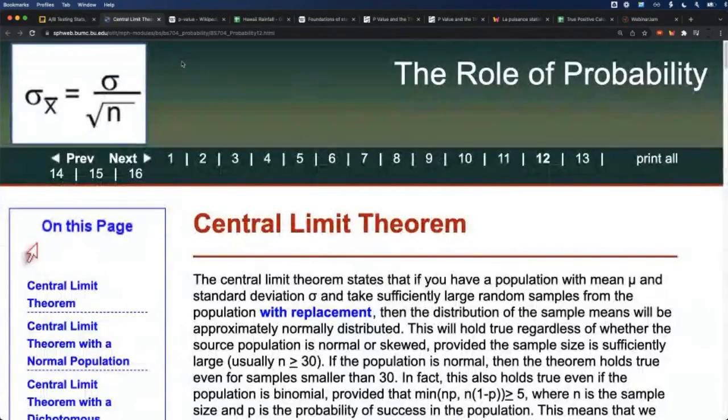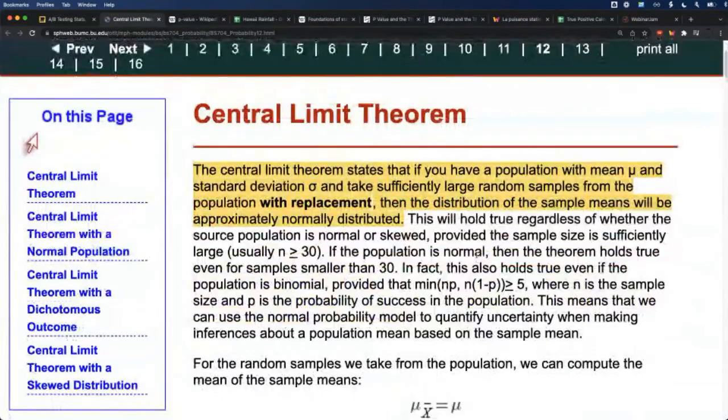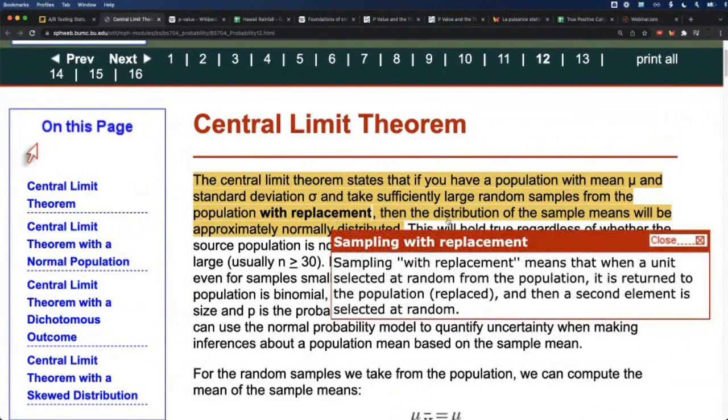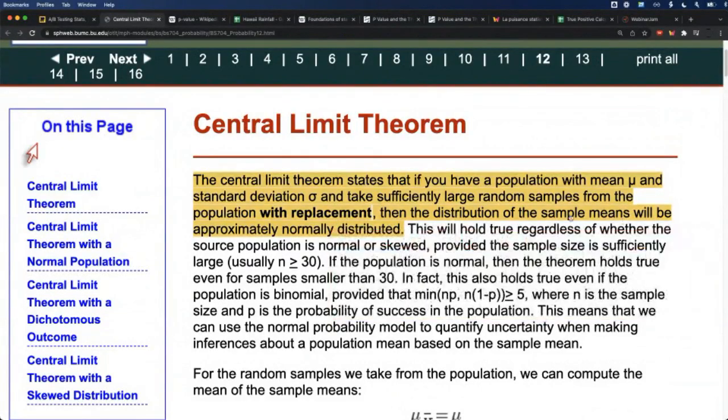So central limit theorem, right? What does it say? The central limit theorem states that if you have a population with a mean and standard deviation, and you take sufficiently large samples from the population with replacement, then the distribution of the sample means will be approximately normally distributed. What does this all mean, and why is it even important?